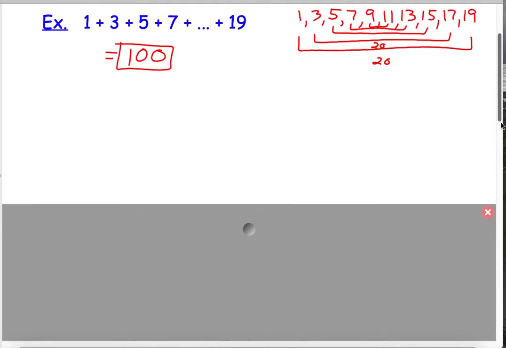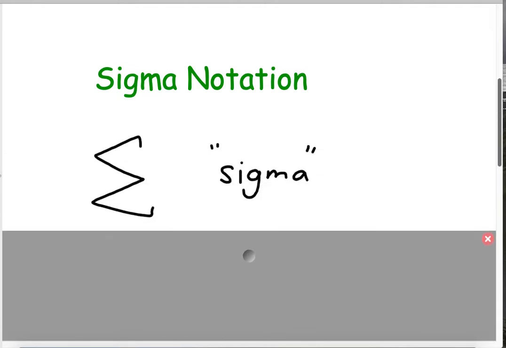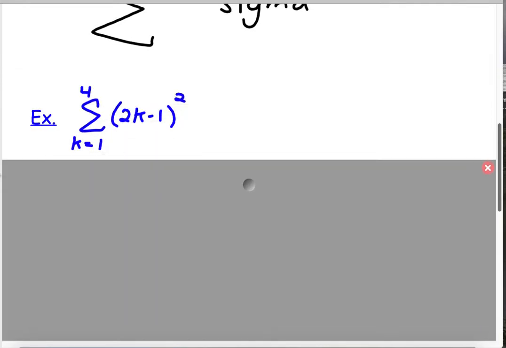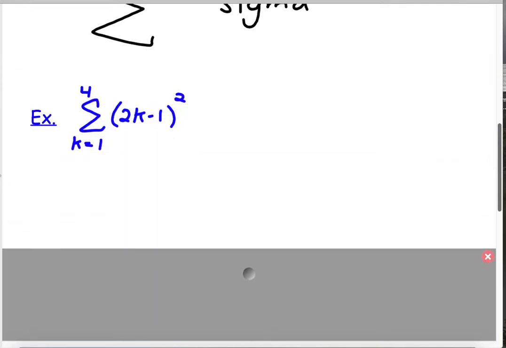All right, now representing a series, we like to use sigma notation. It's a notation in mathematics that tells us that we're dealing with a series. And we use a Greek letter sigma. Whenever you see that, you should think, oh, this is representing a series. We're going to be adding up a whole bunch of terms or a whole bunch of numbers. So let's look at an example.